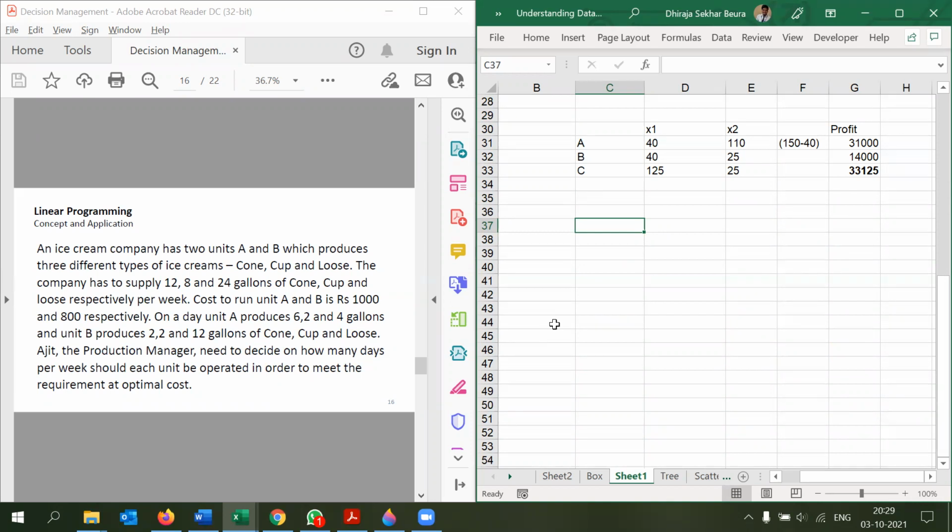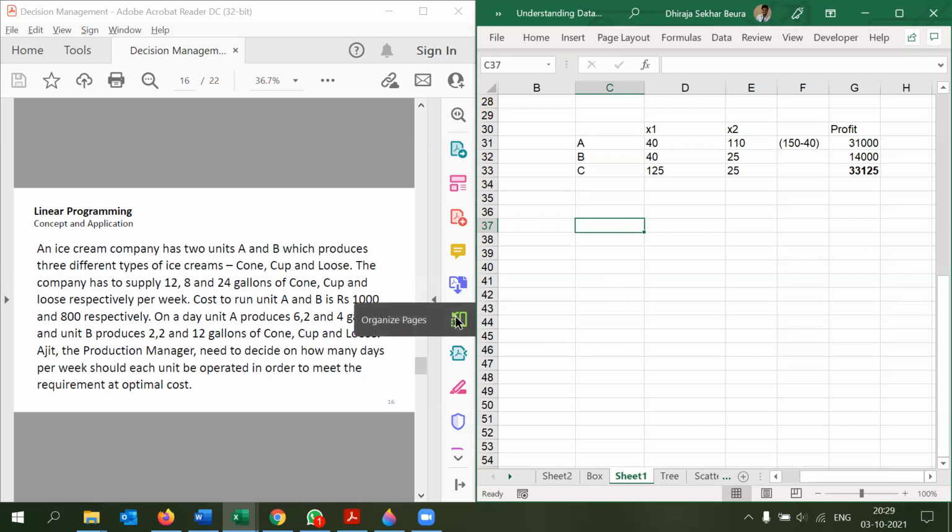So two units A and B, which produces three different types of ice creams, cone, cup, and loose. The company has to supply 12, 8, and 24. The moment a number comes, my question to you is, is it an objective or a constraint? Constraint. Why? Which exact word? They are saying a minimum this much has to be supplied. It cannot be less than 12. It cannot be less than 8. It cannot be less than 25. Any doubts on that? It can be greater, but it can't be less than this. Exactly. So the moment you have a limit like that, it is a constraint, not an objective.